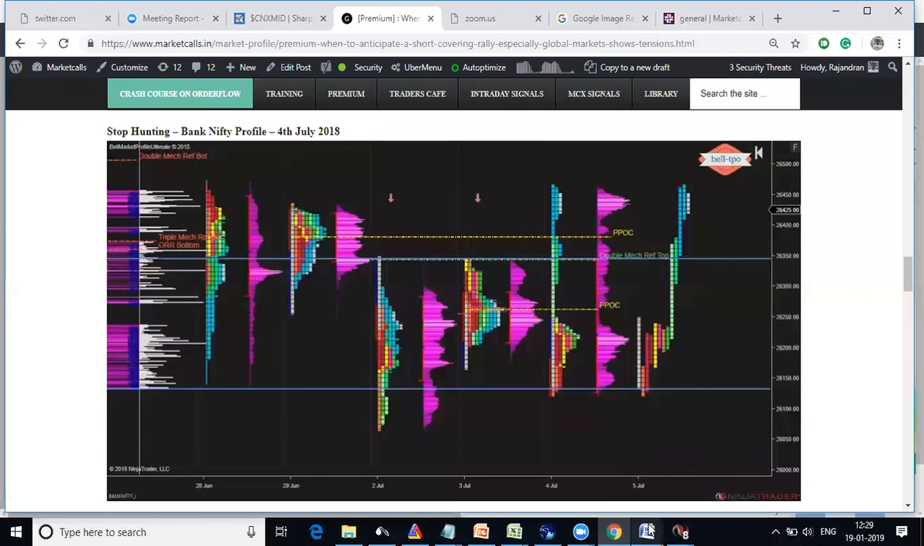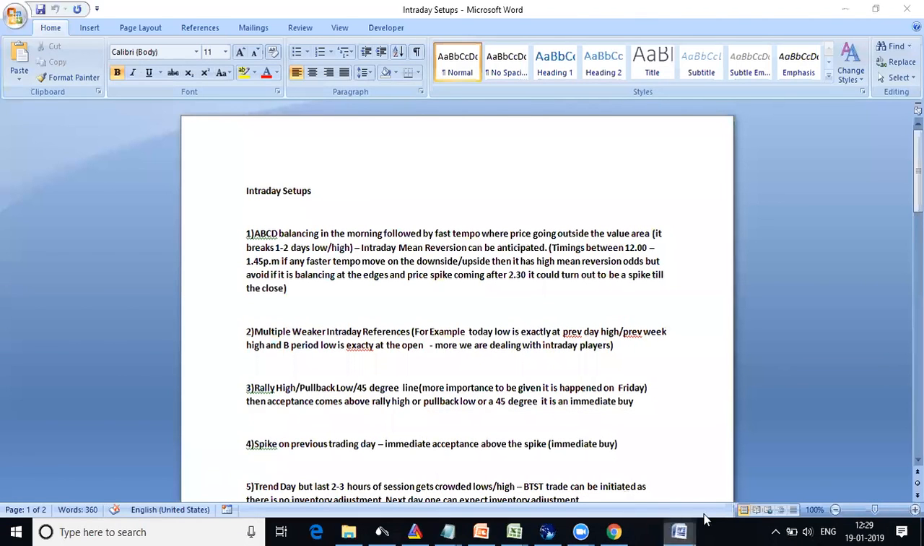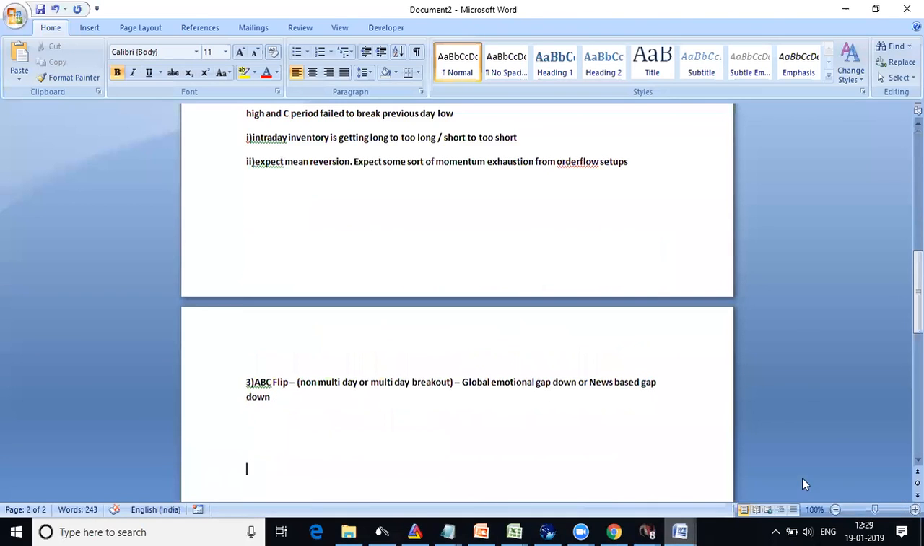To summarize, A period breaks previous day low, and B period breaks down again, but C period flips and gets back into the previous day's range despite global tensions. This has to be associated with the global sentiment.